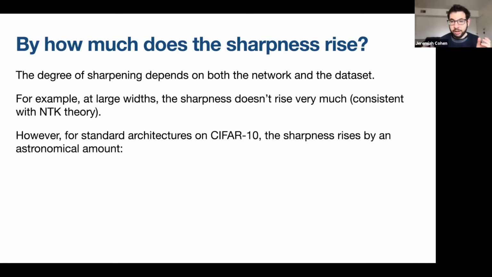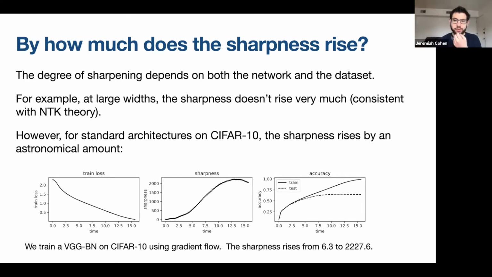However, the point is that standard architectures that people use, like VGG and ResNet, are sufficiently narrow that the sharpness rises by a hugely astronomical amount when you let it, meaning when you train with a small enough step size. Here I'm training a VGG with batch norm on CIFAR10 using gradient flow, which is gradient descent with an infinitesimally small step size. Just think of gradient flow as gradient descent with a step size small enough that the 2/eta line, the dashed horizontal line, is at infinity, so it never becomes unstable. So we're letting the sharpness rise as much as it wants to.